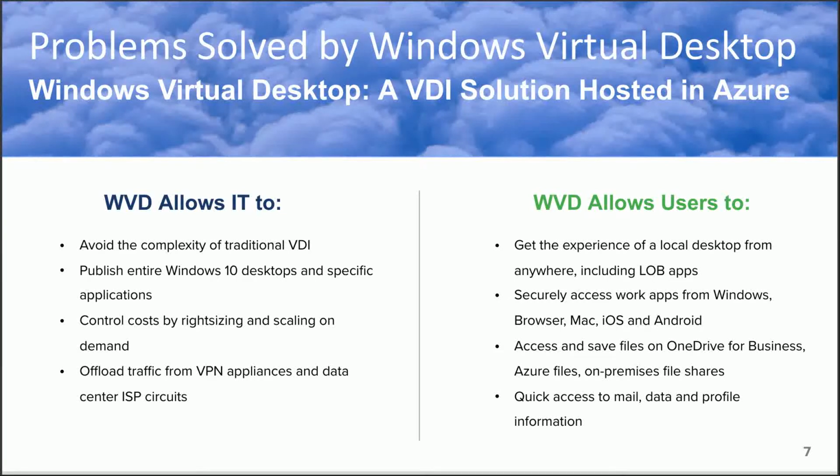You can control costs by right-sizing and scaling on demand. You can offload traffic from the VPN appliances. In other words, it's not going to be hitting maybe that 1 gig or 5 gig pipe that you have for all your employees, right? It utilizes the cloud. So as long as somebody has a good connection to the cloud, they're going to have a great Windows Virtual Desktop experience, and everything's going to be saved up there. You get the experience of a local desktop from anywhere. Specifically, this can be from a phone.